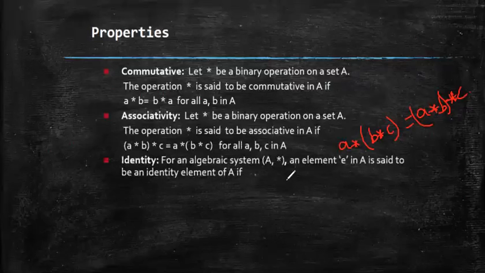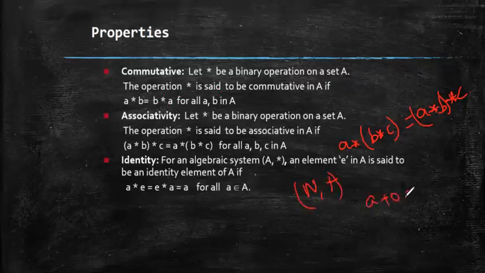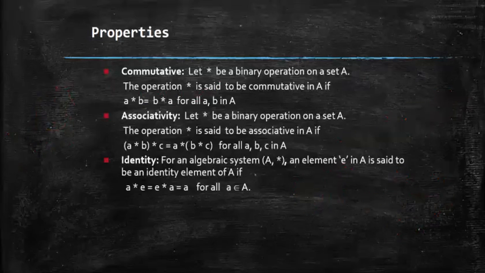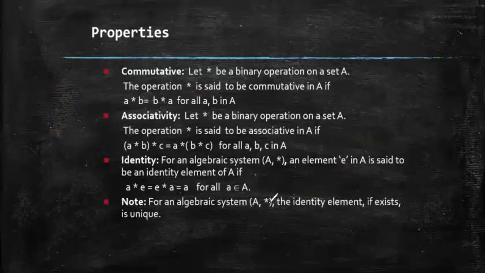The identity element: suppose we consider an element e, and if we perform the operation with some element a, then it should give you the same element a. So for natural numbers with the plus sign, a plus 0 will give you a again, and 0 plus a will also give you a again. So this 0 in the case of natural numbers is the identity element e. Similarly, if you take real numbers with multiplication, then one is your identity element. That is basic mathematics which you already know. So for an algebraic system, the identity element, if it exists, is unique.